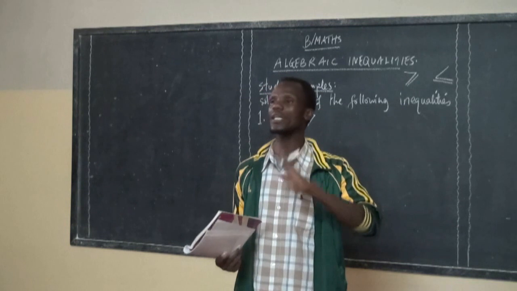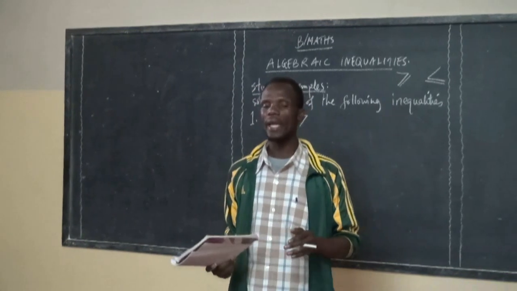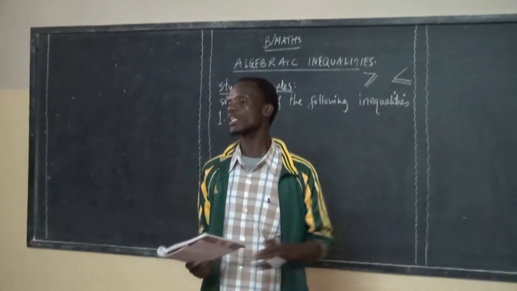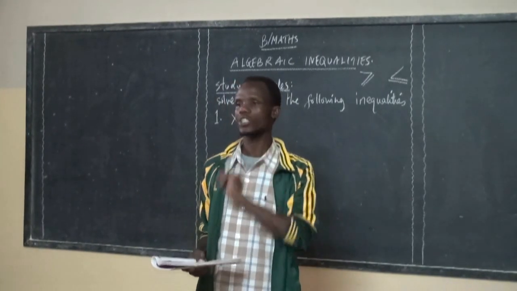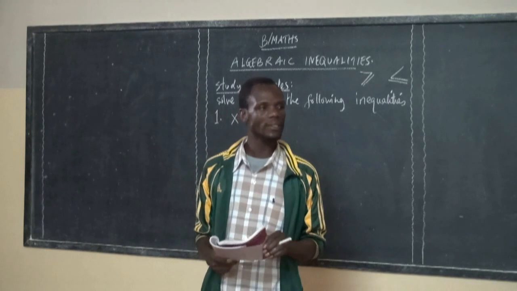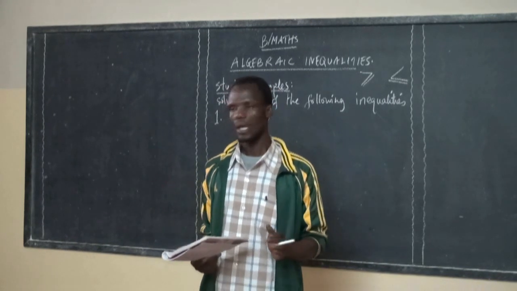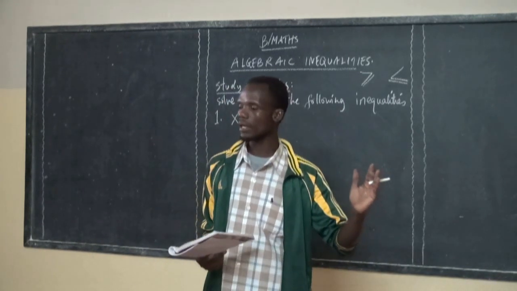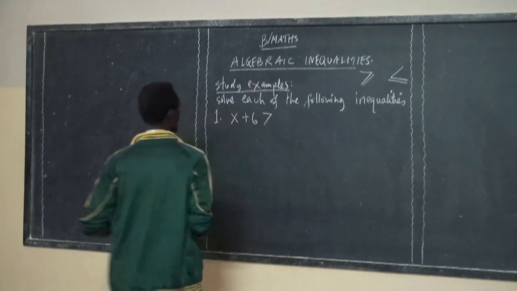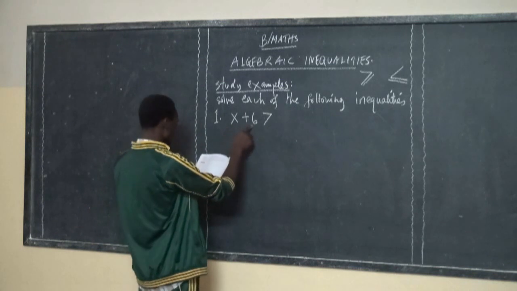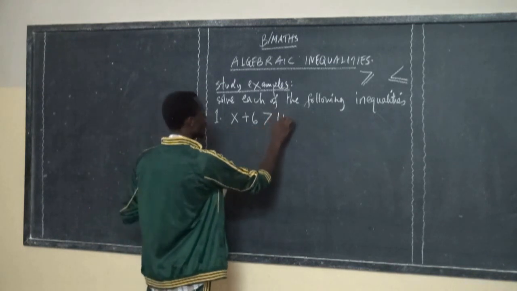It is all about comparison. But when we talk about algebraic equations, we say the right-hand side of the equation must be equal to the left-hand side of the equation. That is the equation. But algebraic inequalities compare the left-hand side of the equation and the right-hand side of the equation.